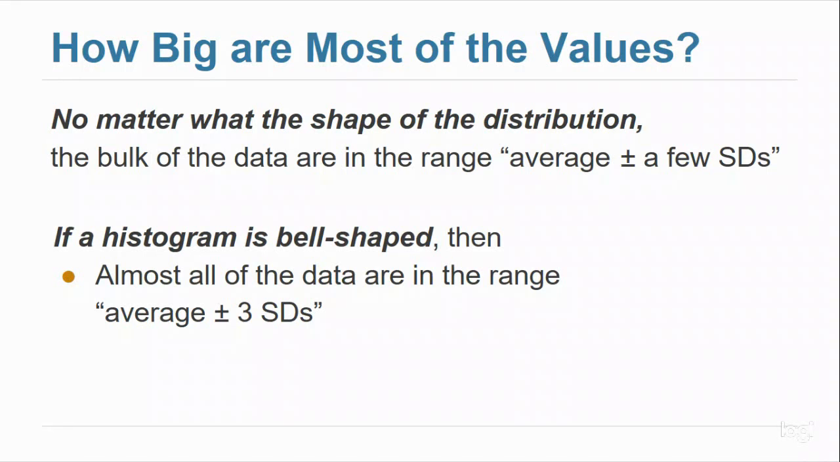You might be curious, how big are most of the values in a normal distribution? Well, Chebyshev showed that no matter what the shape of the distribution, the bulk of the data are in the range, the average plus or minus a few standard deviations. We saw that if you went out as far as 5 standard deviations on either side, you should capture at least 96% of the data. If a histogram is bell-shaped, then almost all of the data are within 3 standard deviations of the average.